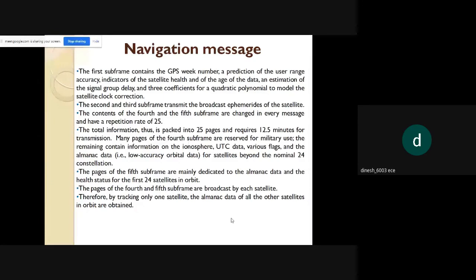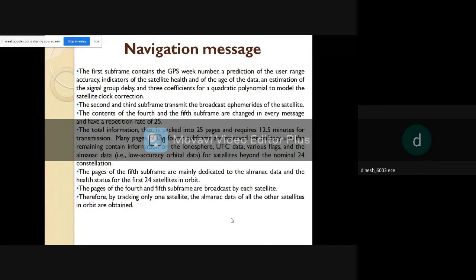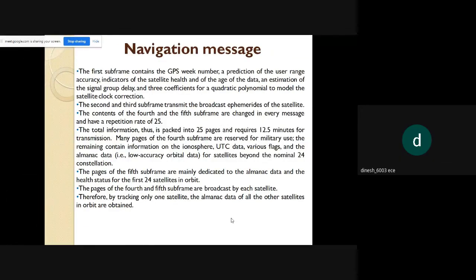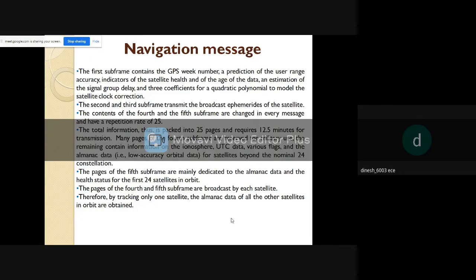The age of the data, from which period to which period the data is being taken. Then an estimation of the signal group delay, how much the signals can be delayed, and 3 coefficients for a quadratic polynomial to model the satellite clock correction. In order to correct the satellite's clock error, there will be 3 polynomial coefficients also in the first subframe.